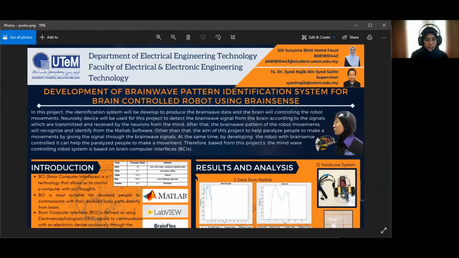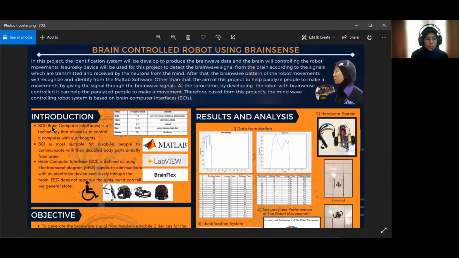So for the introduction, BCI. So what is BCI? BCI is a technology that allows us to control a computer with our thoughts, which means we can control something with our mind, just think about it or focus on it and give the concentration, we can control something.